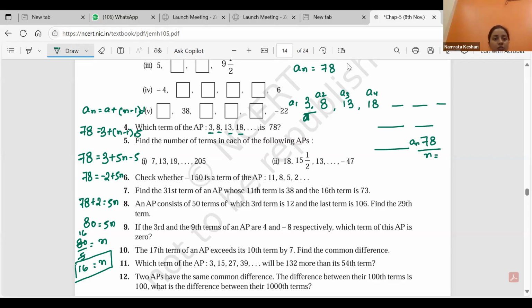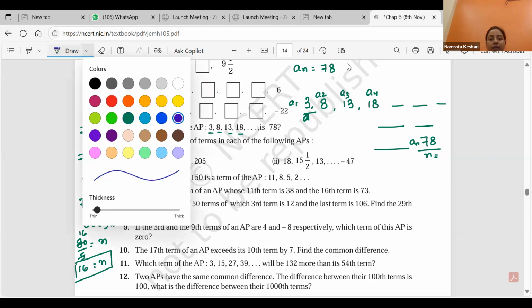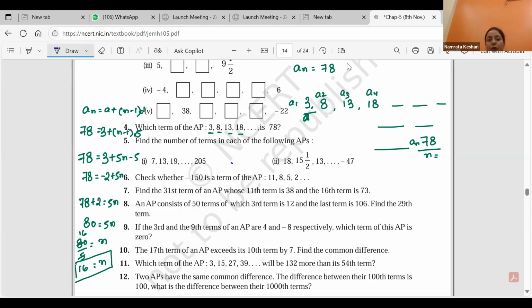Now the next question. Find the number of terms in each of the following APs. We already have an AP and we have to find the number of terms. How many terms are there in this AP? How will we be able to find the number of terms? So this 7 is the first term, this 13 is the second term, this 19 is the third term. Just like that, fourth term, fifth term, sixth term, seventh term, eighth term, and 205 is the nth term.